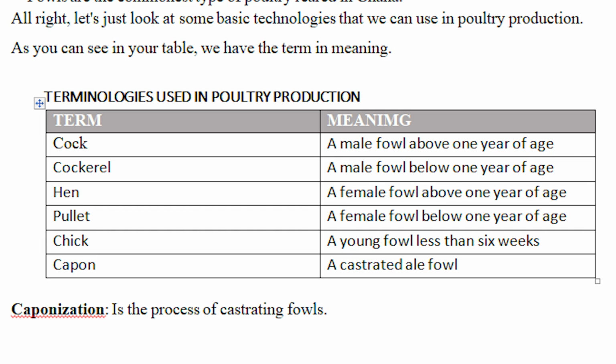So the first term is cock, and the meaning is a male fowl above 1 year of age. Cockerel, a male fowl below 1 year of age. Hen, a female fowl above 1 year of age. Pullet, a female fowl below 1 year of age. Chick, a young fowl less than 6 weeks. Capon, a castrated male fowl. All right, let us look at the term caponization. Caponization is the process of castrating fowls.